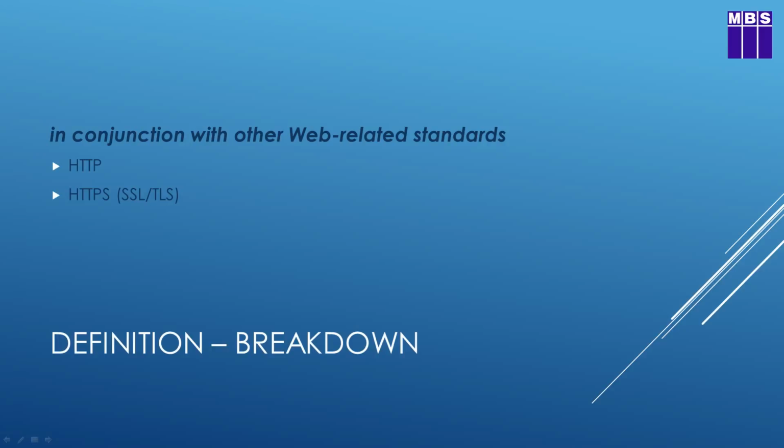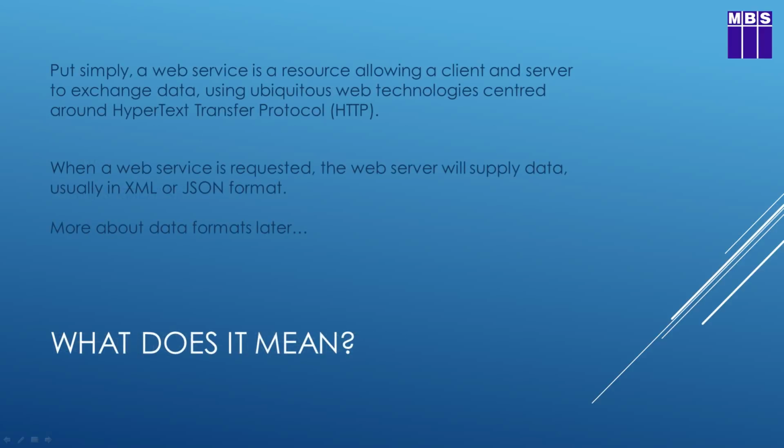HTTPS extends that by providing some encryption of that data. As the data transfers across the internet, it can be encrypted via HTTPS, which prevents snooping by unwanted parties. So that breaks the definition down into its major parts. But put simply, a web service is a resource allowing a computer and a server to exchange data using ubiquitous web technologies centered around Hypertext Transfer Protocol, or HTTP. When a web service is requested, the web server will supply data, usually in XML or JSON format. But more about formats later on.